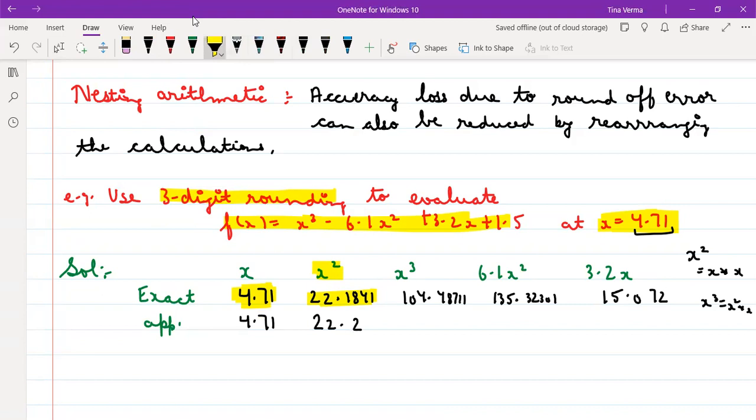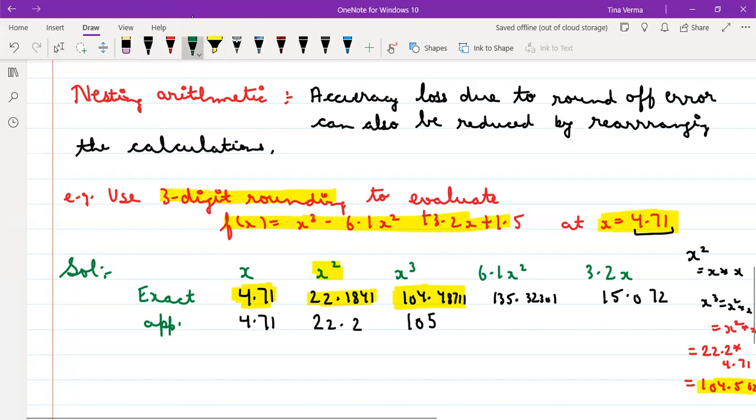When you have to evaluate x cube, you will not round off this one. Why? Because x cube is calculated when you multiply x square with x. You have to use rounding at every step. Now your evaluated x square has 3 digit rounding, so that is your 22.2, and x is your 4.71. When you multiply these terms, you will get 104.562, and then with 3 digit rounding you will get 105. So you have to remember that you have to use the rounding at every step. If you had rounded off the earlier value, you would take 104, not 105, right? So that will be wrong, because you have to round at every step.